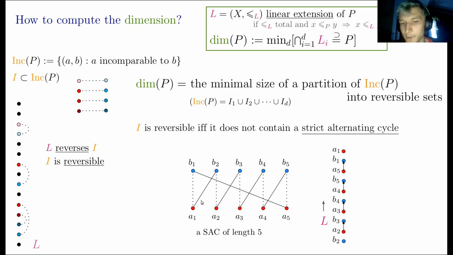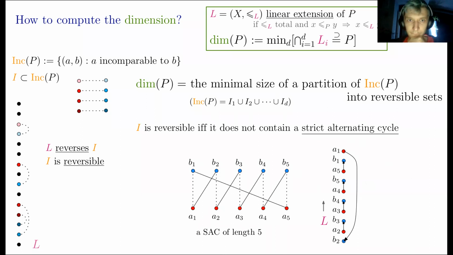But now we have B2, A1, and this is not right. This is wrong, because B2 should be above A1 and it's already below, so a contradiction. Yes, so this shows that one of the directions is satisfied. The other one is not very much harder, but I think this one illustrates why these alternating cycles are interesting. Yes, and also by strict we mean that there are no other comparabilities besides these ones which are drawn.